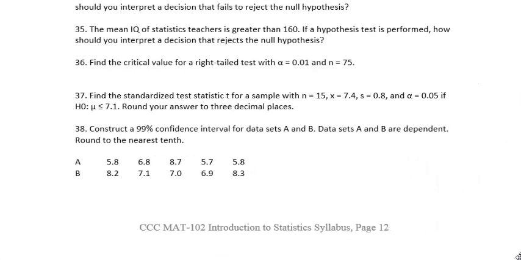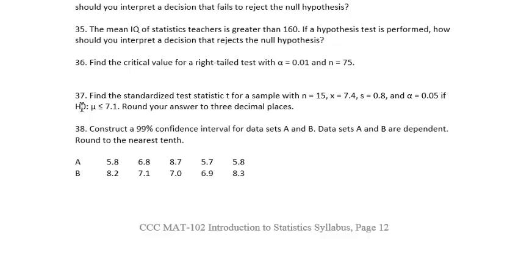Question 37, a little bit harder. Find the standardized test statistic t for a sample with n equals 15. Now you know right away we're going to use the t-distribution chart and not the z-distribution, not the normal table. x-bar, which is the mean of the sample, is 7.4. The standard deviation is 0.8, and the alpha is 0.05. In other words, a 5% significance level.